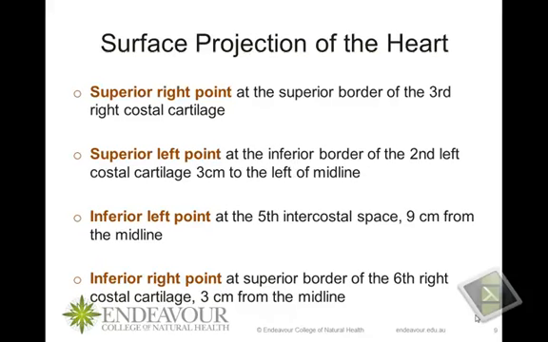So the surface projections of the heart: the superior right point is at the superior border of the third right costal cartilage. The superior left point is at the inferior border of the second left intercostal cartilage, 3 centimetres to the left of the midline. The inferior left point is at the fifth intercostal space, about 9 centimetres from the midline, and the inferior right point is at the superior border of the sixth right costal cartilage, about 3 centimetres from the midline.